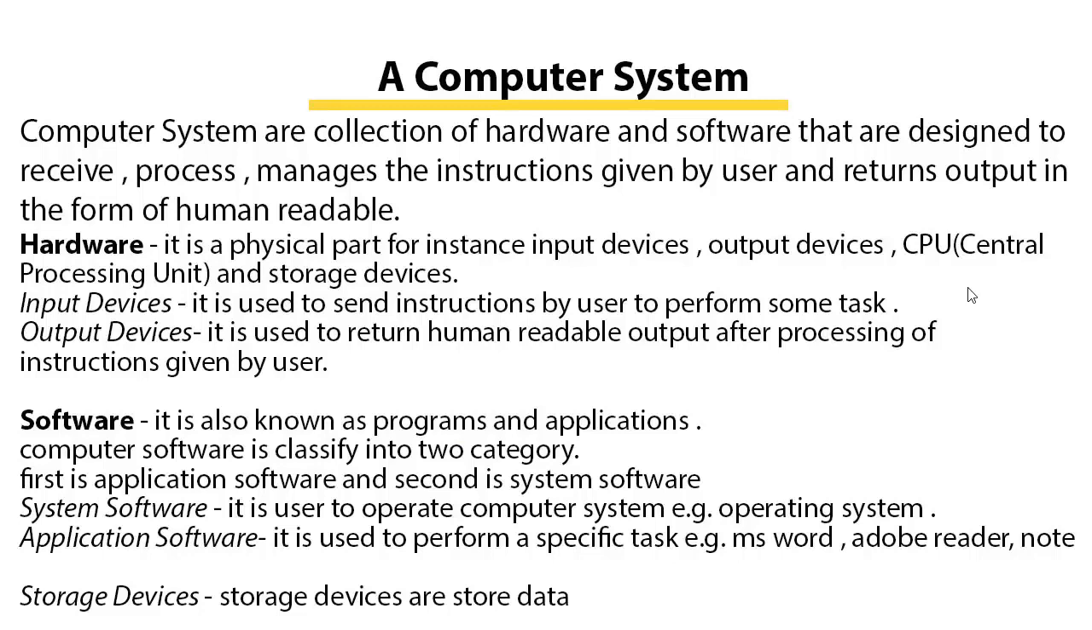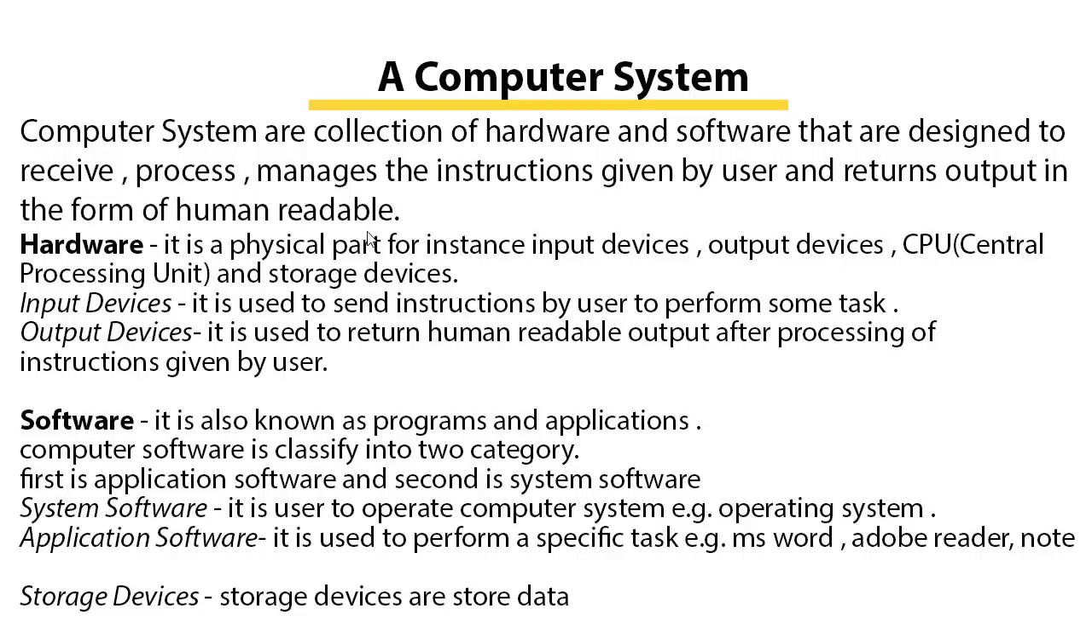So if we see over here, a computer system is a collection of hardware and software that are designed to receive, process, manage the instructions given by a user and return output in a human readable form.